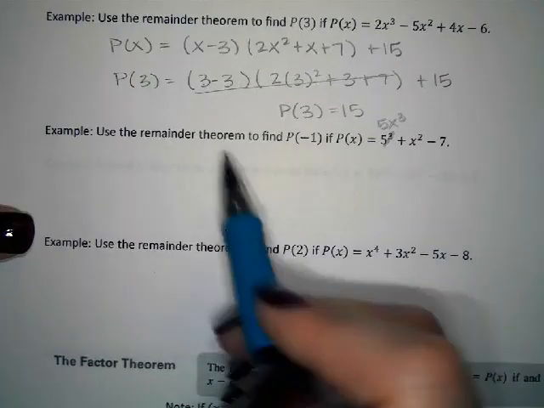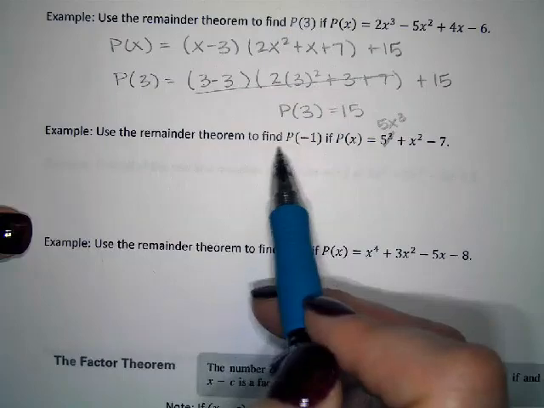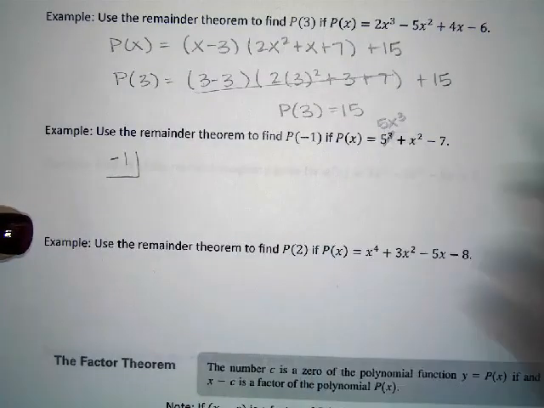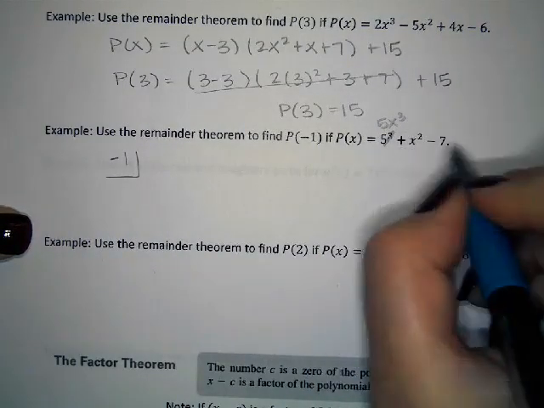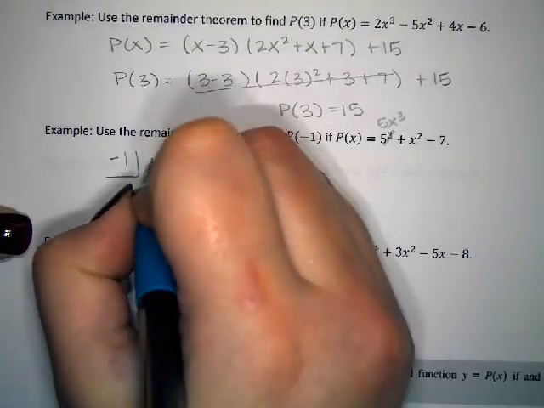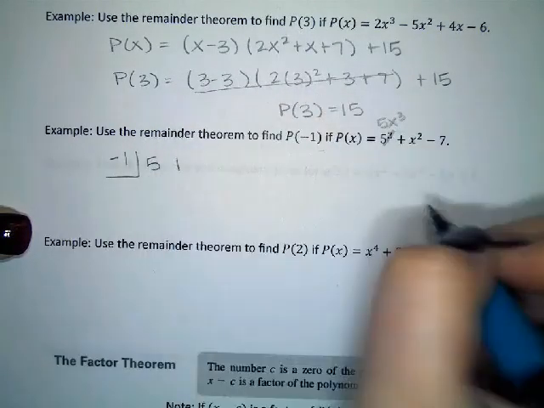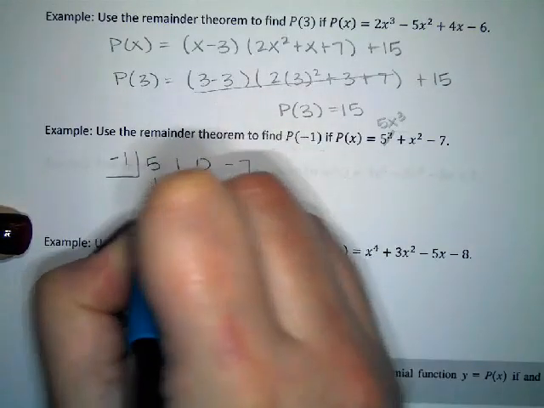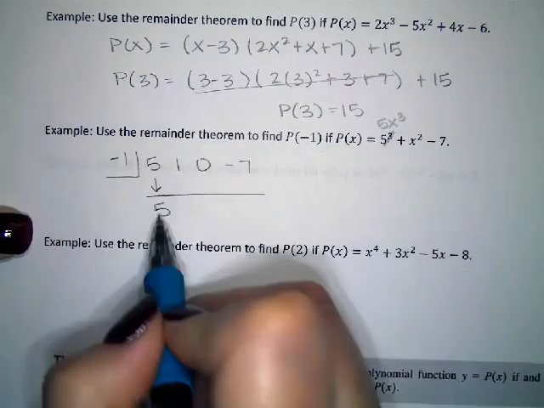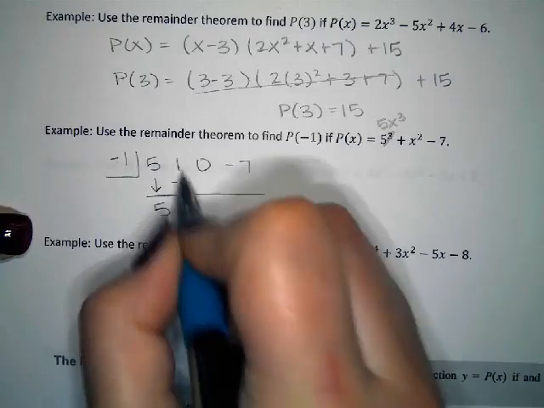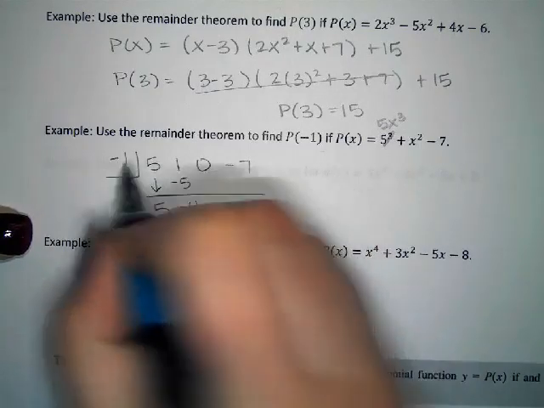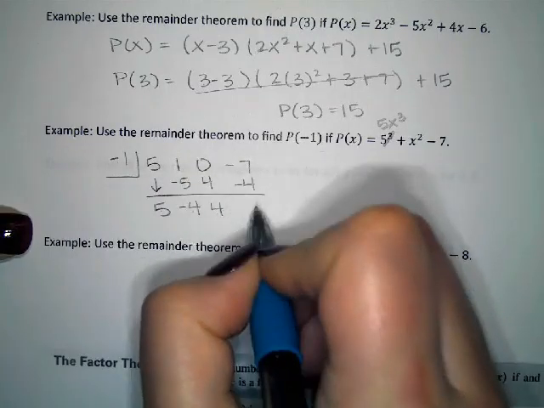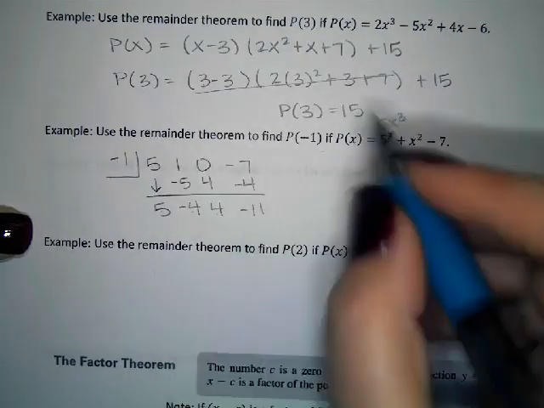So I'm going to plug in -1. 5x to the third plus x squared minus 7. They're skipping the x term, so I'm going to have to use 0 for that. So 5x to the third, 1x squared, 0x, minus 7. I drop down the 5. 5 times -1 is -5. Those add to -4. -4 times -1 is 4. Those add to 4. 4 times -1 is -4. These add to -11. Okay, so this means that if I take this function and plug in -1, my result is going to be -11.